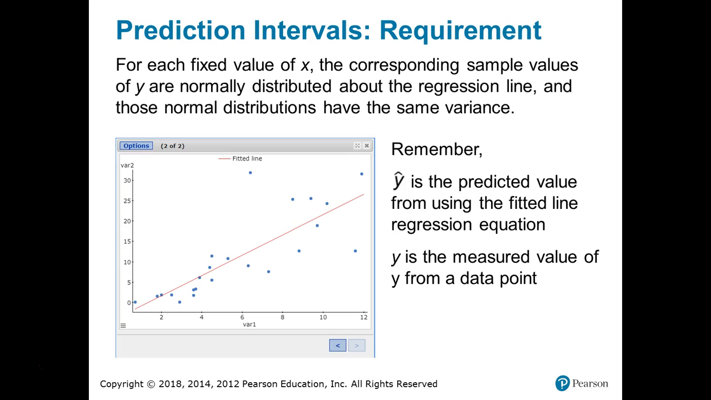Just remember, y hat is the predicted value, and y is just the actual measured value. Y uses the actual blue dots for the actual data values, and then y hat is the predicted value using the line of best fit. That would be the red line.